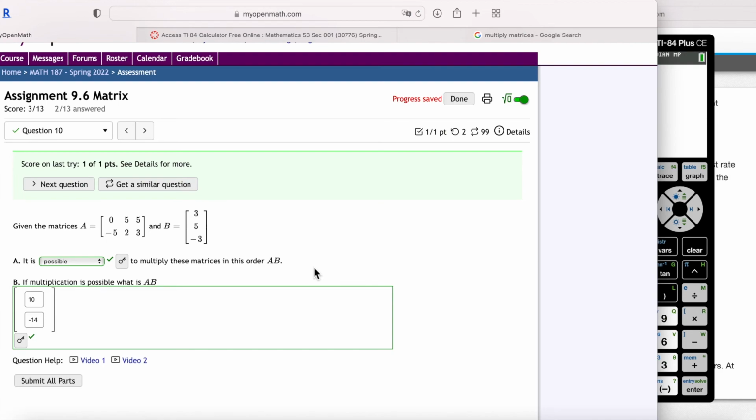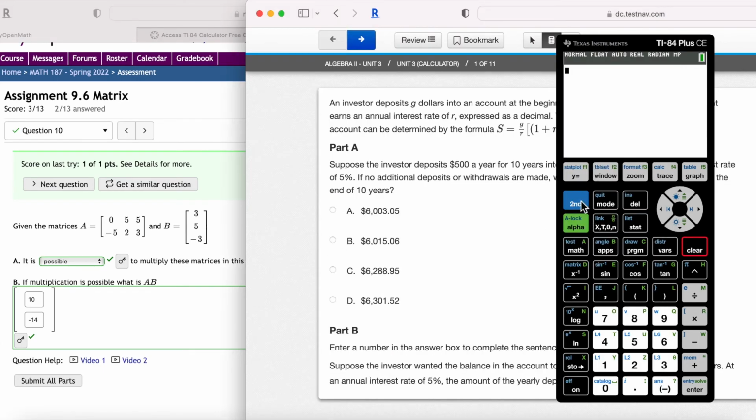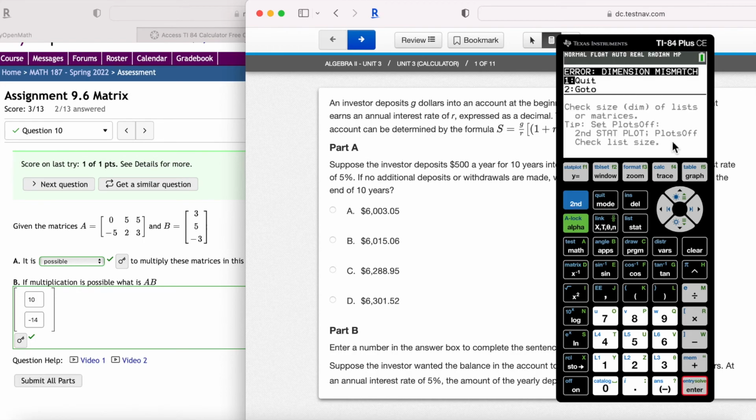My question is, is it possible for me to take B times A? What happens if I swap the order? Instead of A times B, now I take B times A. Is it possible? Well, you can check it out. If you go back to your calculator and you take matrix B times matrix A, there's an error. It says dimension mismatch.